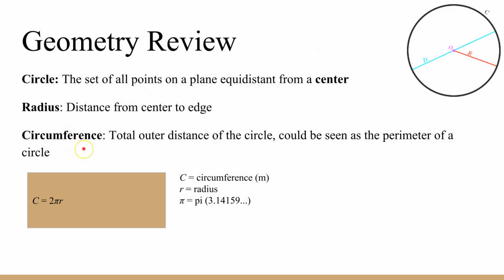Now, the circumference is given by this formula, should be very familiar. C equals 2 pi r, where C is the circumference, which we'll probably use meters. R is also radius in meters, especially in physics. And pi, well, this is pi, 3.14159, and so on. So, yes, this is our quick geometry review.